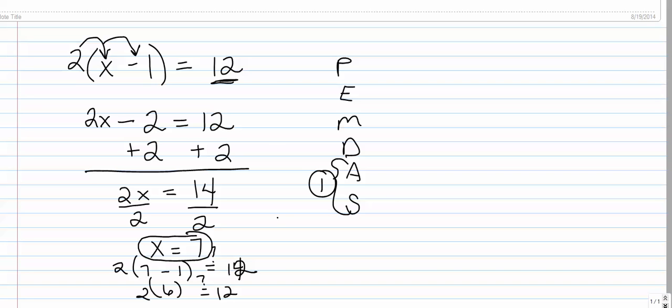If you feel that you need more practice, I will have worksheet problems and pages that you can use to get more practice on solving equations.